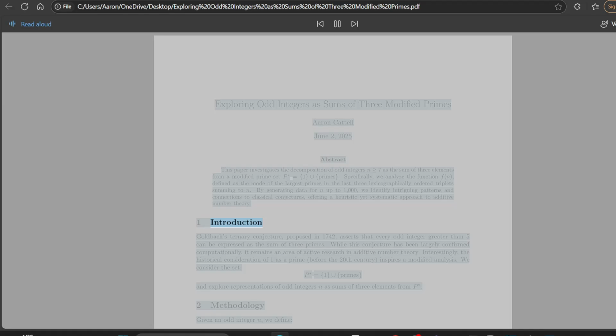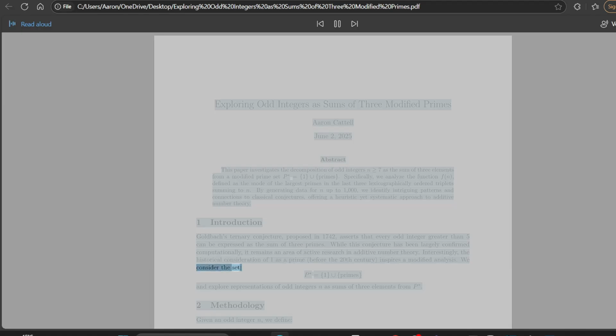Introduction. Goldbach's ternary conjecture, proposed in 1742, asserts that every odd integer greater than 5 can be expressed as the sum of three primes. While this conjecture has been largely confirmed computationally, it remains an area of active research in additive number theory. Interestingly, the historical consideration of 1 as a prime before the 20th century inspires a modified analysis.